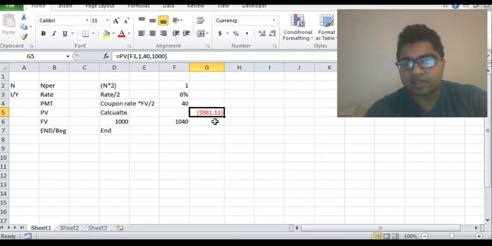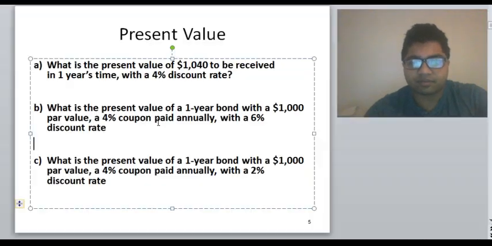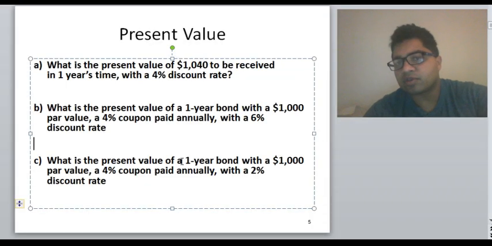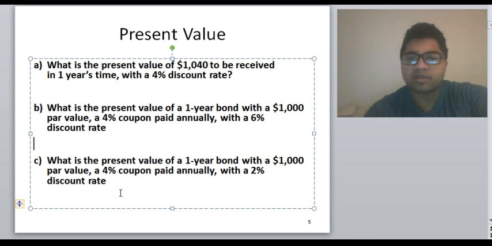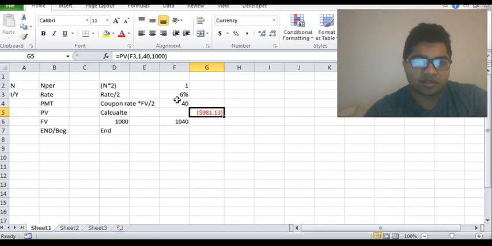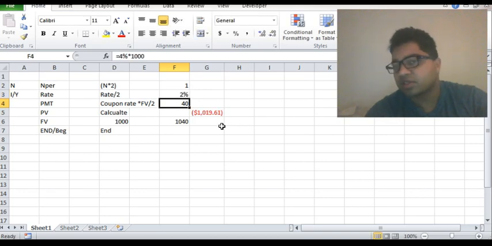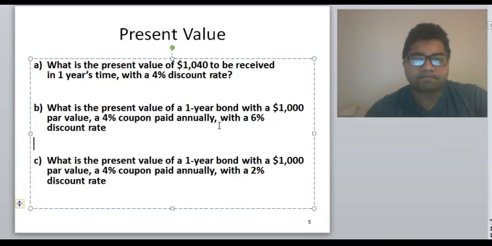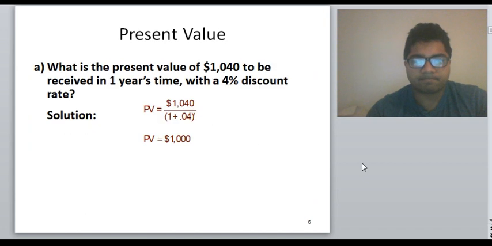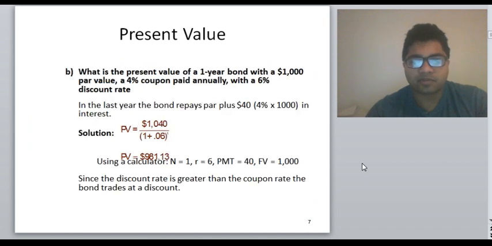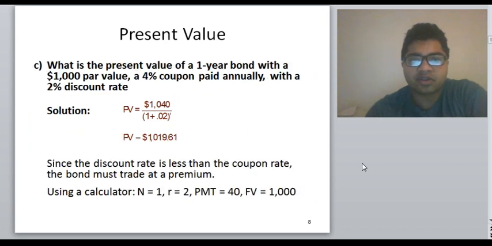So it is 981.13. Okay, value of a 1 year bond with 1000 par value, 4% coupon paid annually, and 2% discount rate. So if you just change this to 2%, the value would change. Okay, so this is the solution for it.